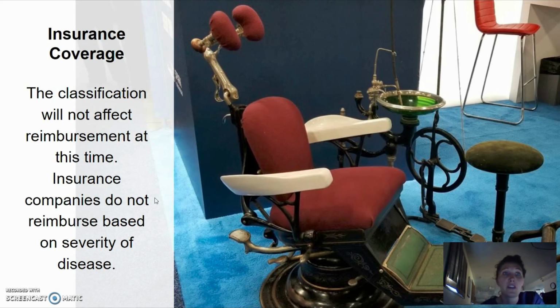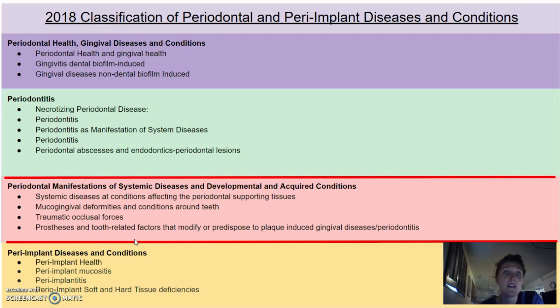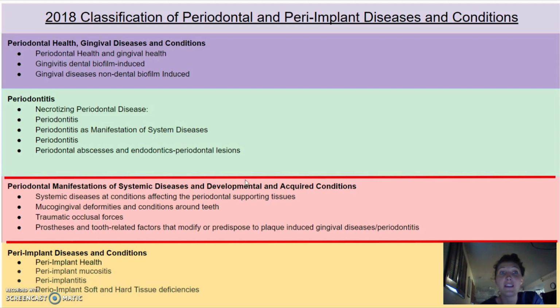Okay, insurance coverage. The classification will not affect reimbursement. At this time, insurance companies do not reimburse based on severity of disease, whether it's a 1, 2, 3, or 4, but that could change over time, they say. So let's look at this third category, periodontal manifestations of systemic diseases. This is a little bit of an easier category to digest. We haven't had to learn anything new like we did in the periodontitis section.